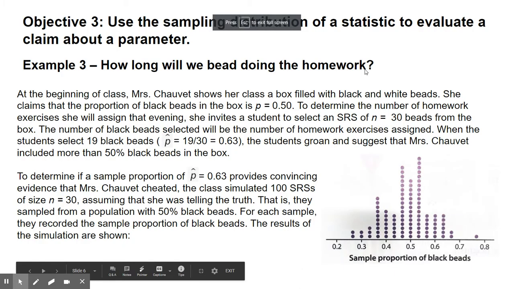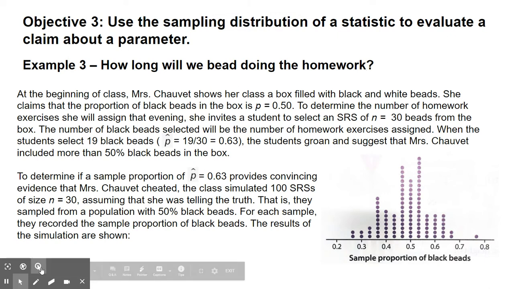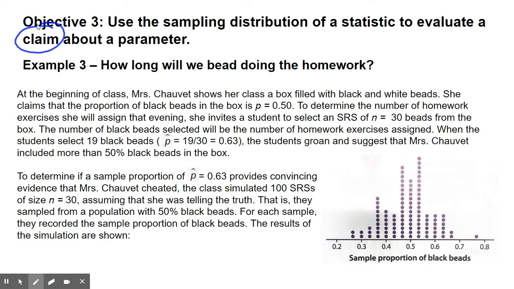Okay, last objective here, using a sampling distribution of a statistic to evaluate a claim about a parameter. We have done these claim problems, right? These are the whole convincing evidence questions, right? So again, old news.